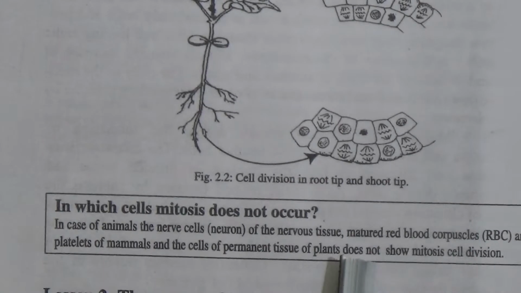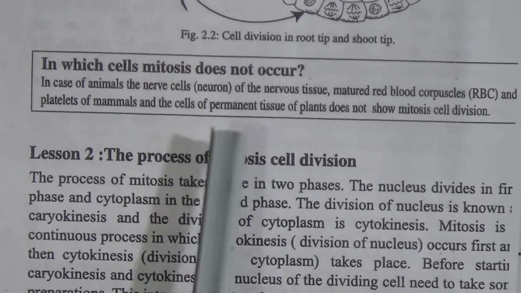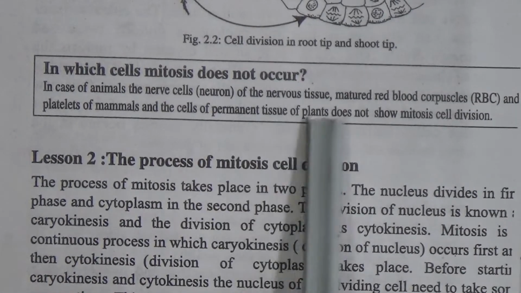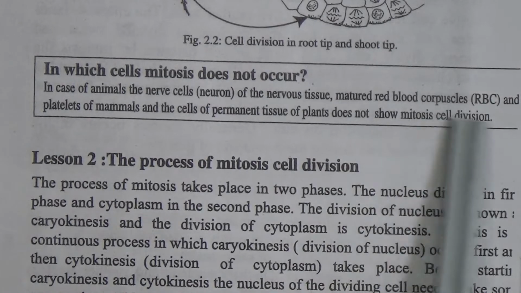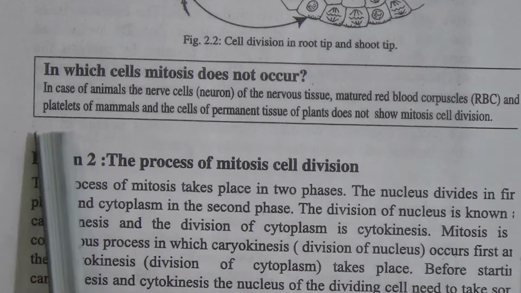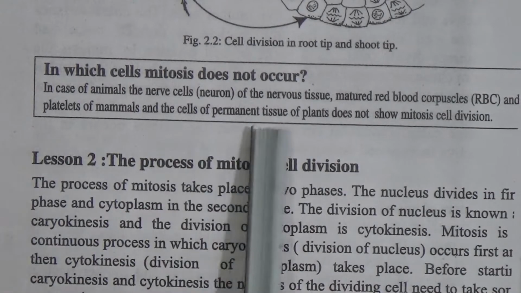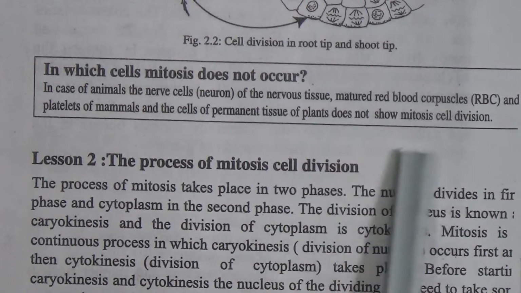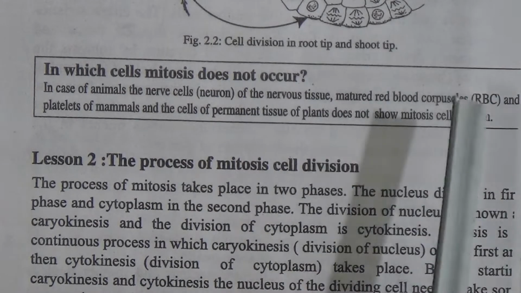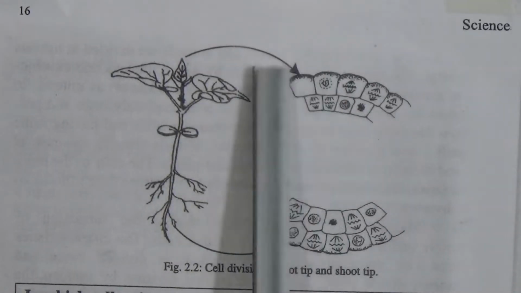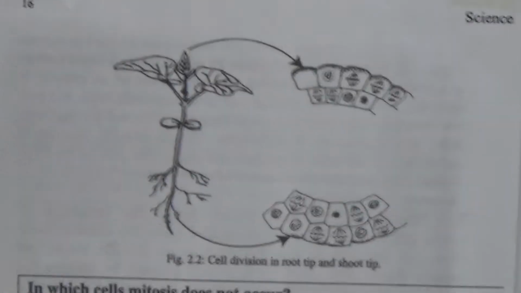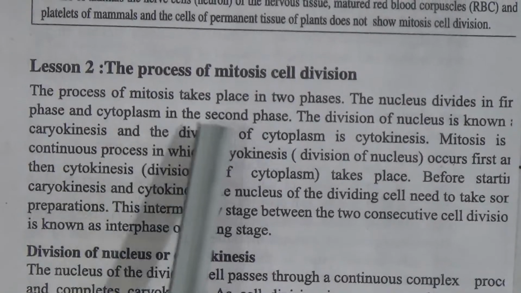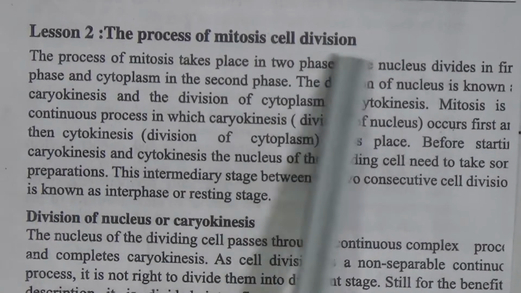Now go to the next page: in which cells does mitosis not occur? In the case of animals, the nerve cells, that is neurons of the nervous tissue, mature red blood corpuscles, that is RBC, and platelets of mammals, and the cells of permanent tissue of plants do not show mitosis cell division. My dear students, see the cell division in root tip and in shoot tip. Here is the given picture. Now come to the next topic, the process of mitosis cell division.